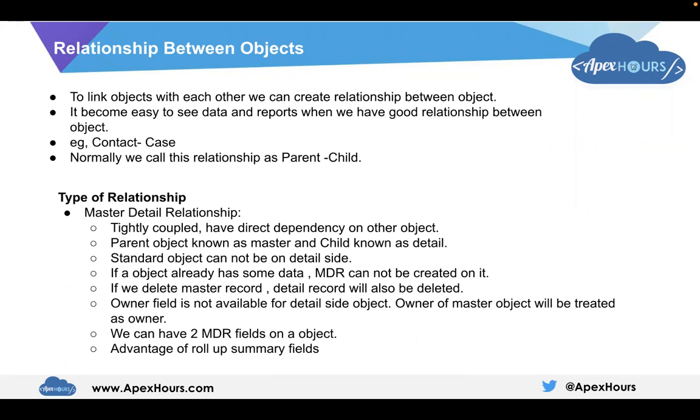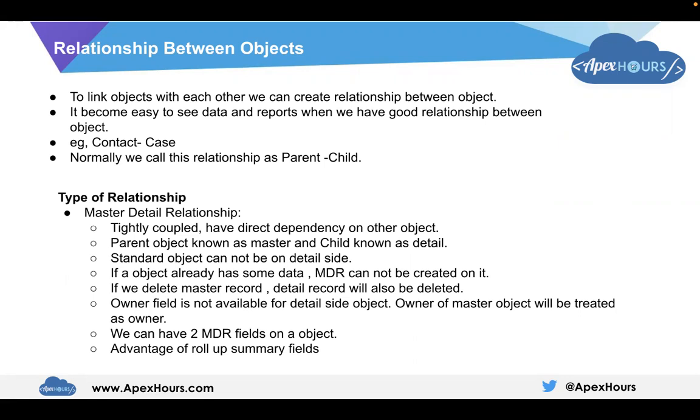If that is not possible, then create a lookup field, populate a value in all the records for that particular lookup field, then convert that lookup field into master detail. If you delete a master record, then the detail records will also be deleted in case of a master detail relationship. The owner field is not available for the detail side object. The owner of the master object will always be treated as the owner of the detail side object also.